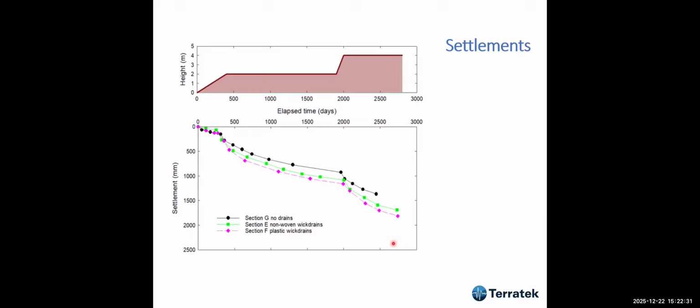Wick drains are much better, and that's what we use today. These were no drains, no woven, but what we do use today is the plastic wick drains, but improved. And here it was not improved, and we had this problem with installation. So these were techniques that were used in the 70s. Now we have much better, but we have lots of lessons that we learned from this experiment.